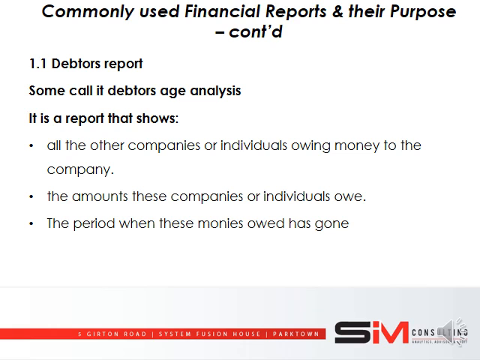So if you have a debtors age analysis, it should be a report that shows all the companies or individuals owing money to the company. Very important, it should show you who owes the company money. The second element that you will see in your debtors report is the amounts that these companies or individuals owe to the company. Very important with the amounts is that they ought to be accurate.